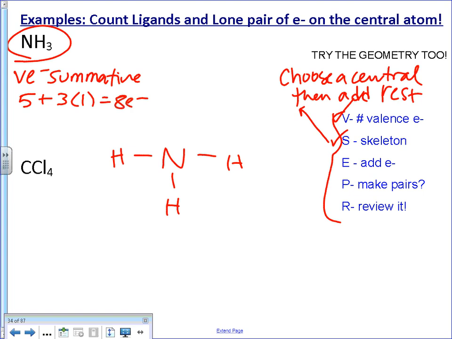How many electrons? 2 electrons. 1 dash means 2 electrons. So there's 2, there's 4, sorry, 2, 4, 6. I'm almost done. How many more electrons do I have for my total? 2 more to go, okay?